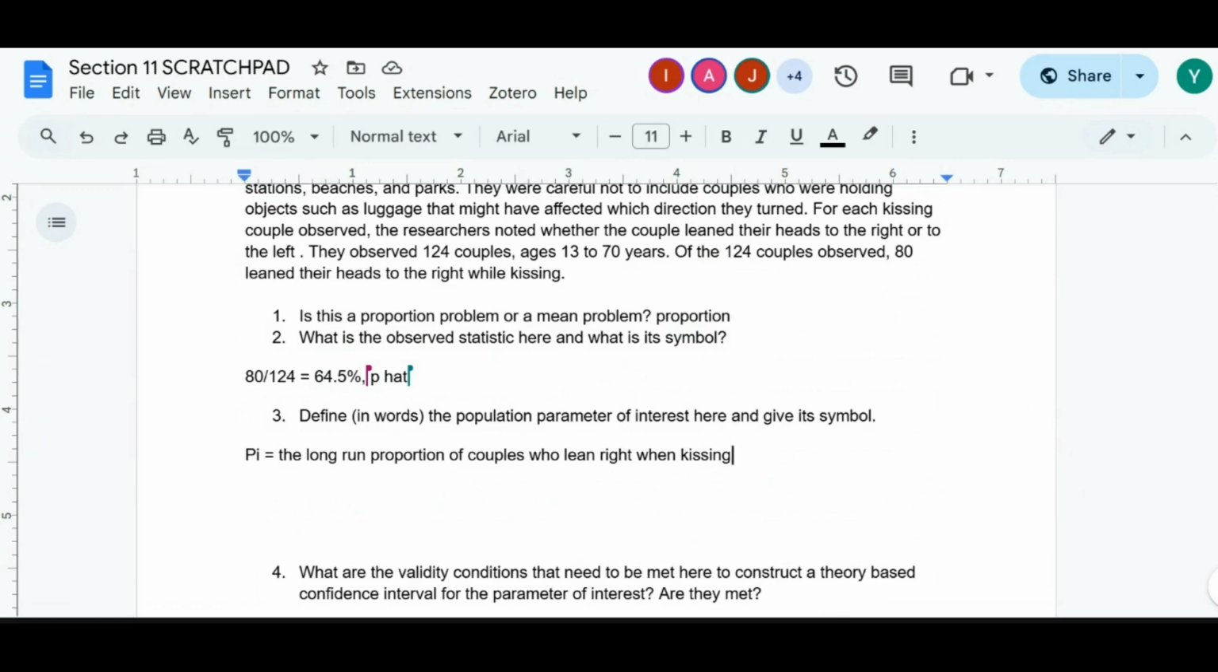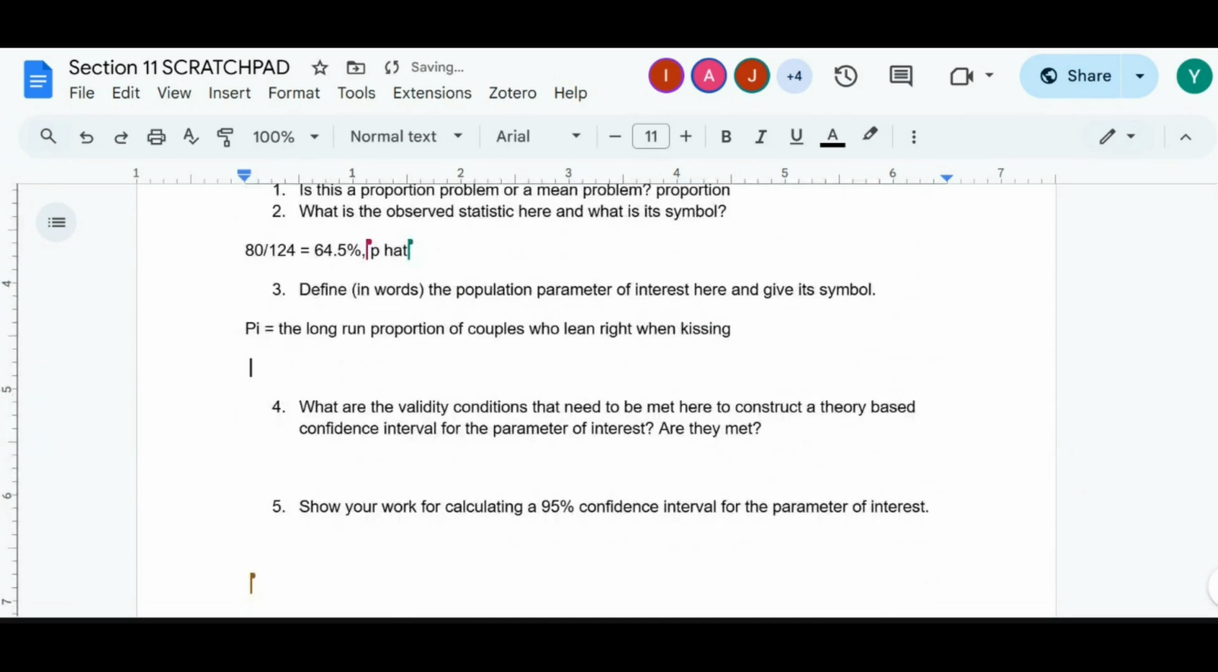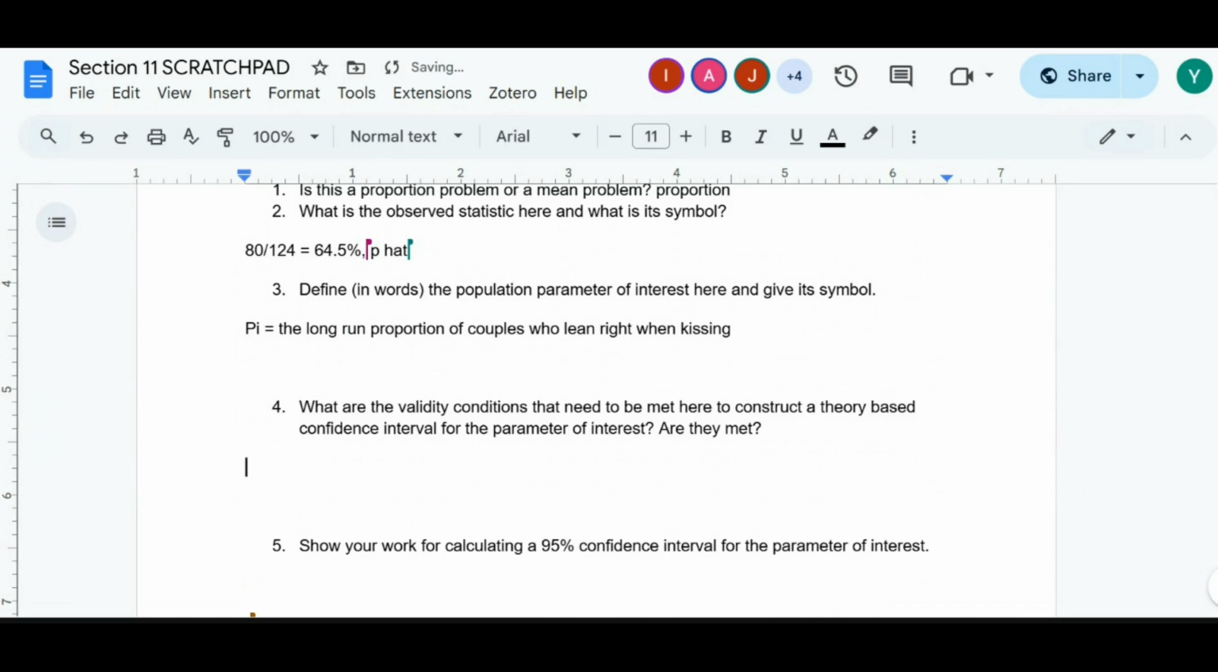Okay, very good. What are the VCs that need to be met here to construct a theory-based CI? That's why I always like to scaffold and increment the work from previous things. What are the VCs? Anyone remember? You need at least 10 people, and don't use the word success if you can. If you must, put parentheses after success. You need at least 10.